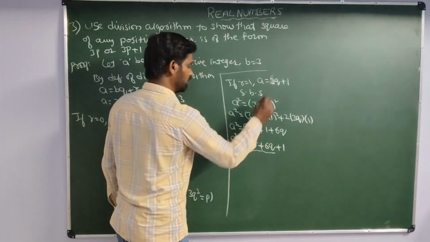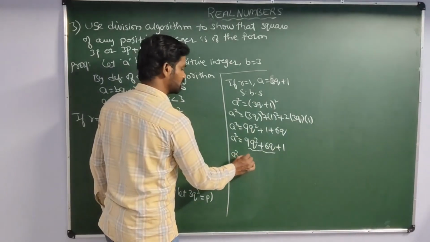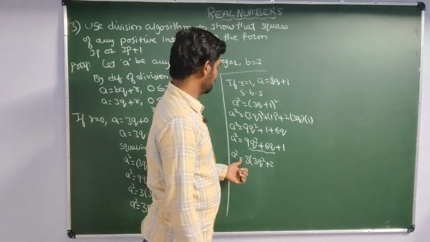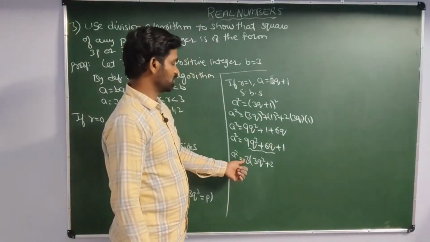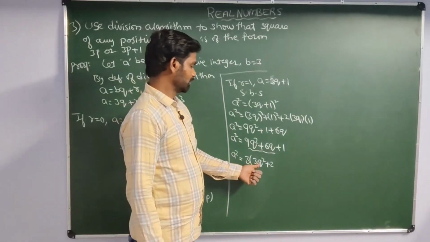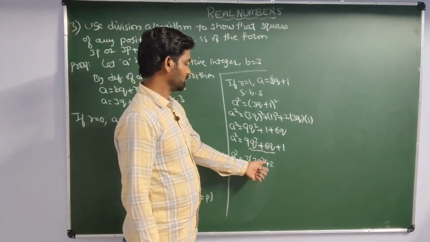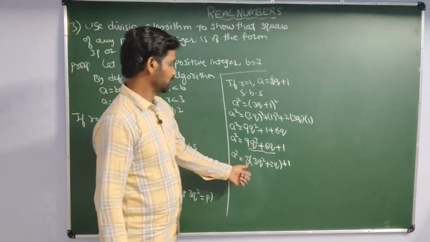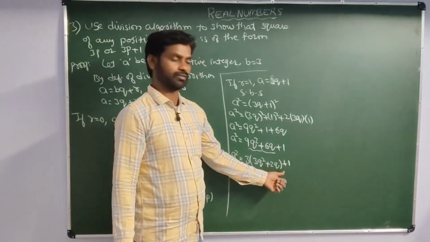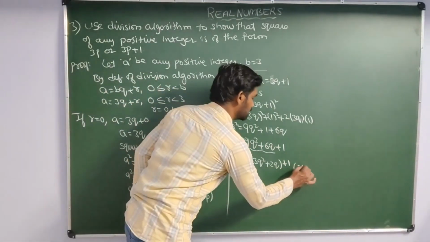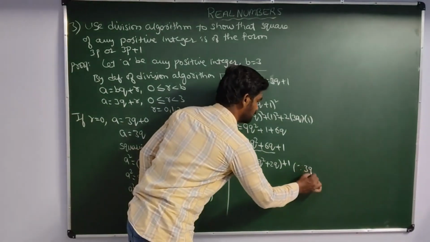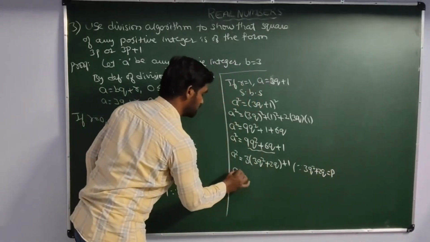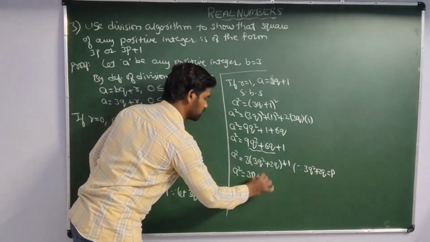So here we can consider 3 as common. Take 3 common: a square is equal to 3 into (3q square plus 2q) plus 1. Let us consider that 3q square plus 2q is nothing but some p. So what happens? a square is equal to 3p plus 1.